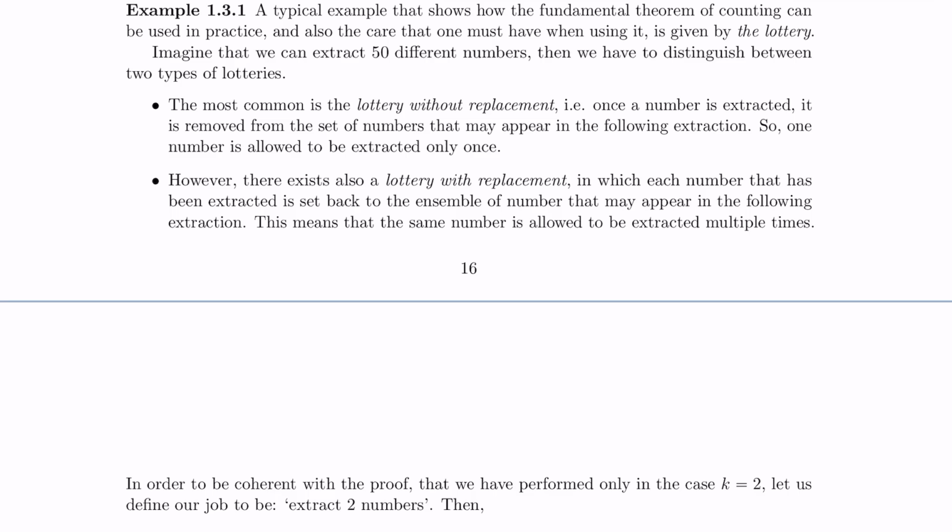Imagine that we have a lottery in which we can extract 50 different numbers. We can distinguish two types of lotteries, without and with replacement. The lottery without replacement is by far the most common. Once a number is extracted, it's removed from those which can appear in the following extraction, and it is not replaced. In other terms, in this lottery, one number can be extracted only once.